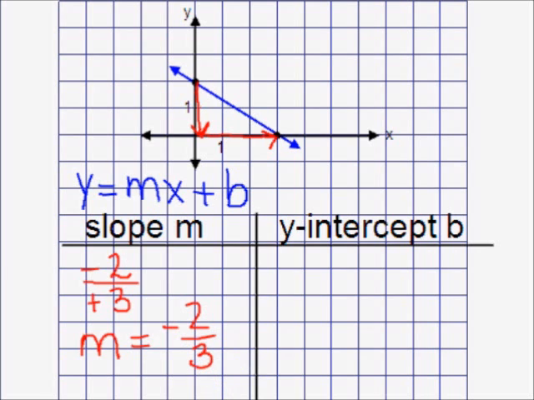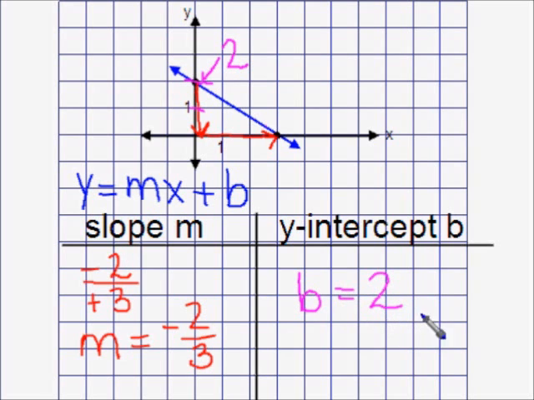Next, we have to find the y-intercept. The y-intercept is where your line intersects the y-axis. So on our graph, our line intersects the y-axis at 2 units. So we're getting that b is equal to 2.